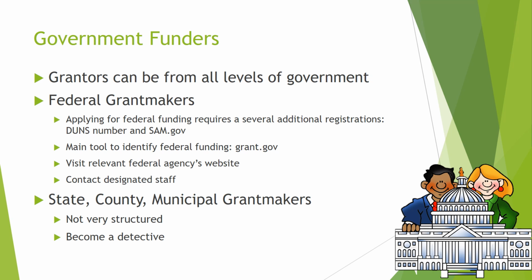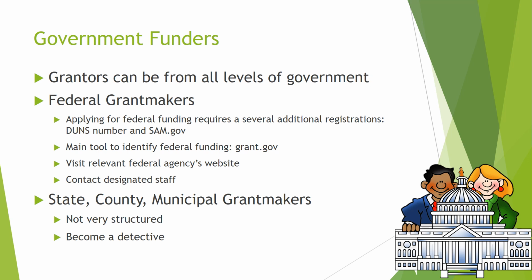One key thing to note is that these registrations, the DUNS number and SAM.gov, can take several weeks. So put that in your timeline of processes when you want to apply for federal granting. It just can take a longer time, and if you don't start the process before your grant application, you might miss that grant deadline.